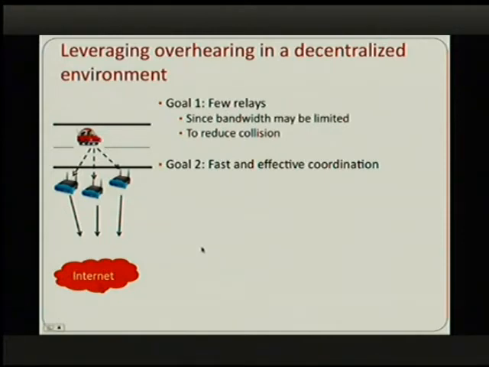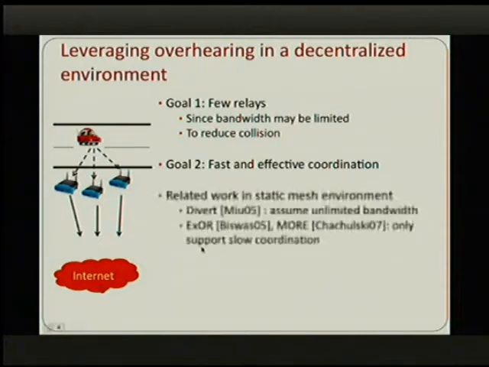There has been some related work in leveraging overhearing in static mesh environments rather than the mobile environment I'm looking at. They either assumed unlimited bandwidth between the access points and the internet, or they only support slow coordination because they were based on batching. Neither of these was suitable for this environment where we are trying to support VoIP.